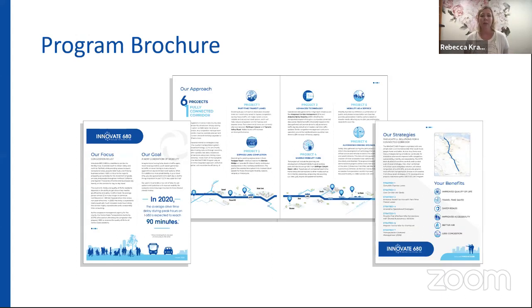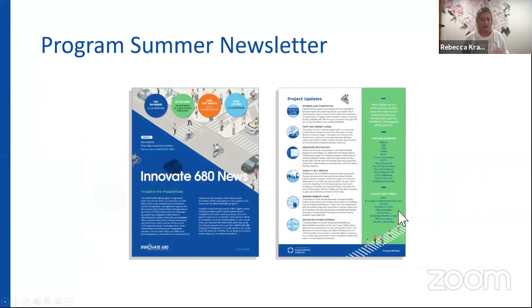Okay, next slide. We also have, crossing the finish line very soon, a program brochure. This is one of those very public-friendly pieces that we wanted to put together that gives a nice overview of the Innovate 680 program, as well as some general information about each of the 6 projects, explaining a little bit how they are all connected. This will also be available on the Innovate 680 website on the homepage. I believe at the last PAC meeting, we might have featured our program video, and this is a complementary piece to that video. So those are 2 very public-friendly pieces that we're hoping the public will enjoy. Next slide.